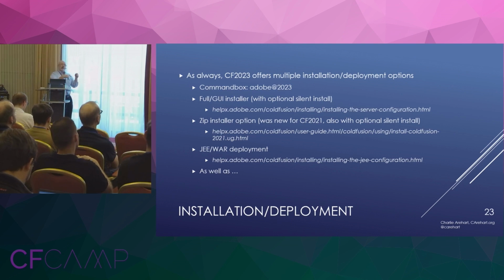In CF 2021, they added a new zip install approach, where you just download the zip and extract it, and it's there. And that's also got a silent install, because there's one little extra command script that you have to run that does things like accept the license agreement and a couple of other things that they just don't avoid you doing. But there's a silent install for that.